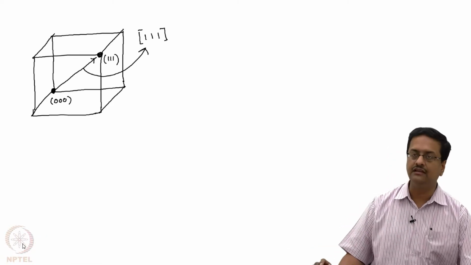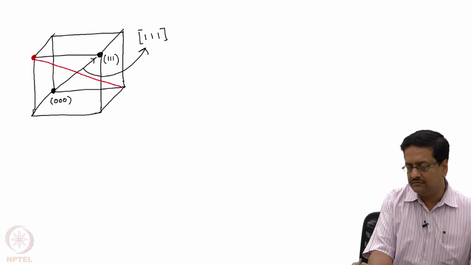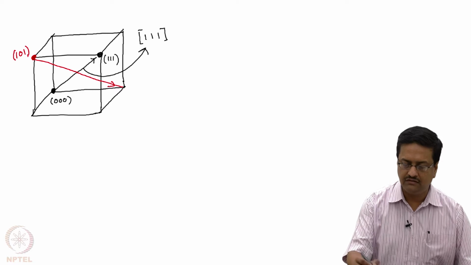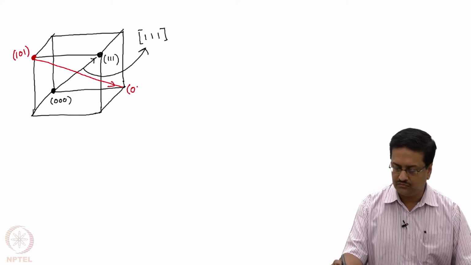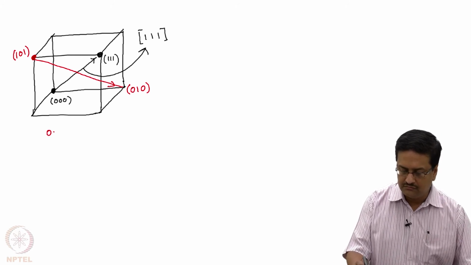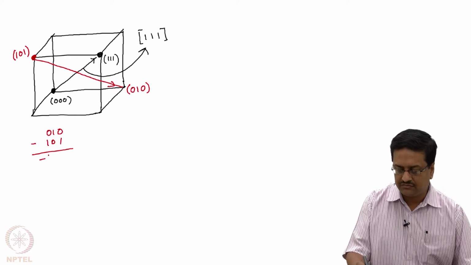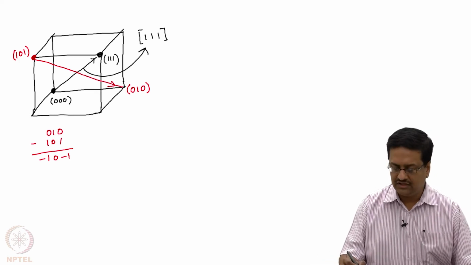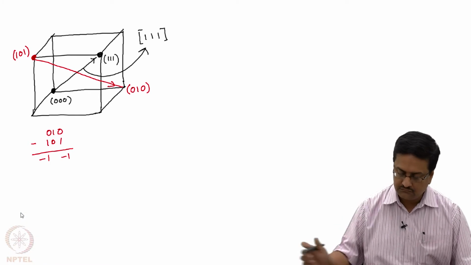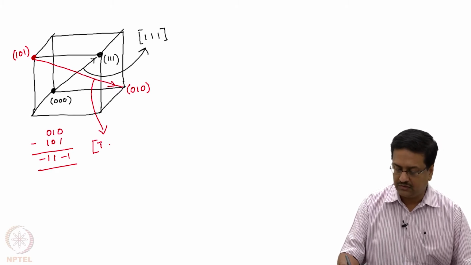Now, if we try to see the direction from this corner to the other corner of the unit cell. What is the coordinate of this corner? It is 1, 0, 1, and the tip is 0, 1, 0. If we subtract 1, 0, 1 from 0, 1, 0, what we get is, sorry, -1, 1, -1, which means the Miller indices for that direction will be [1 bar, 1, 1 bar].